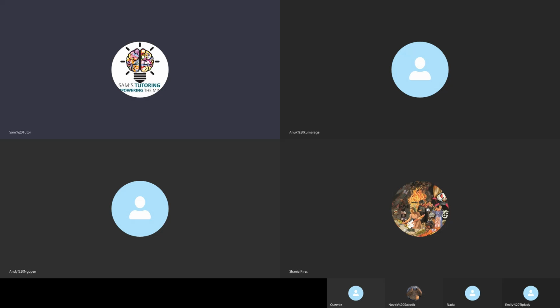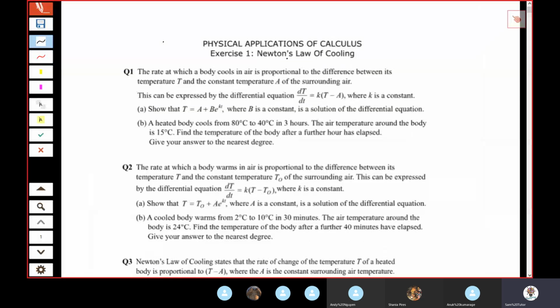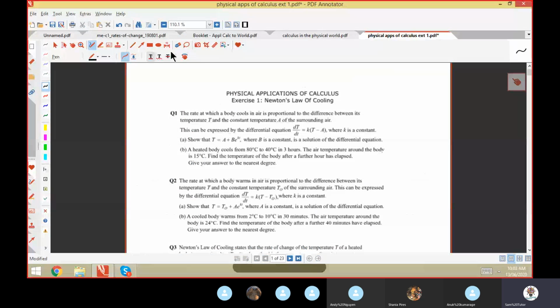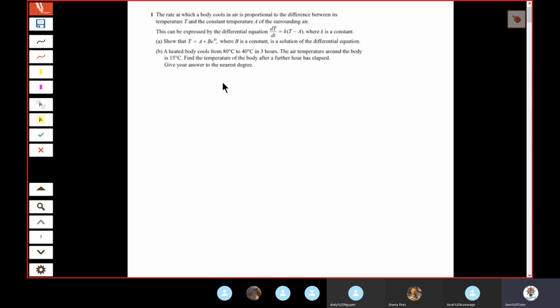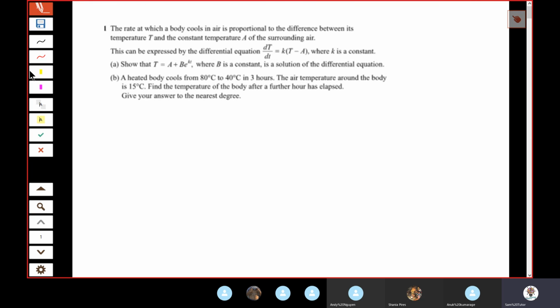So this is part of exponential growth and decay, but it's specifically Newton's law of cooling. Just to make it easier, I think we're going to screenshot this and paste it onto here. It'll be easy to work with. All right.